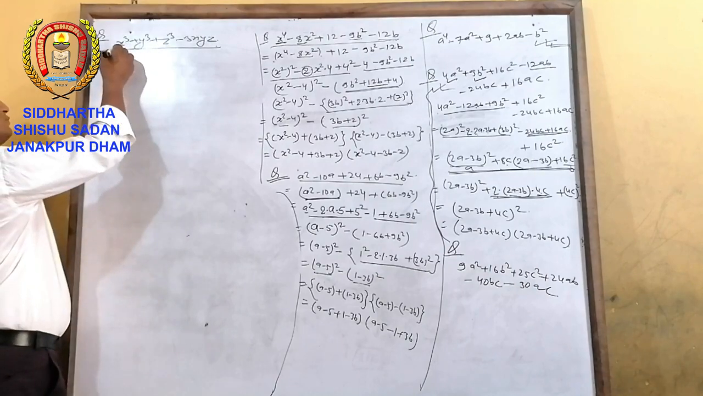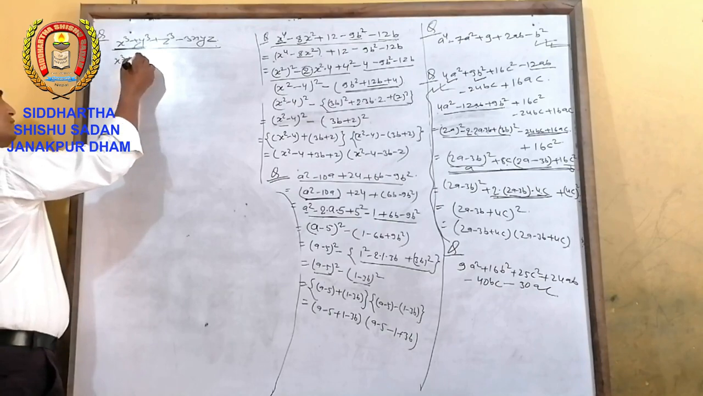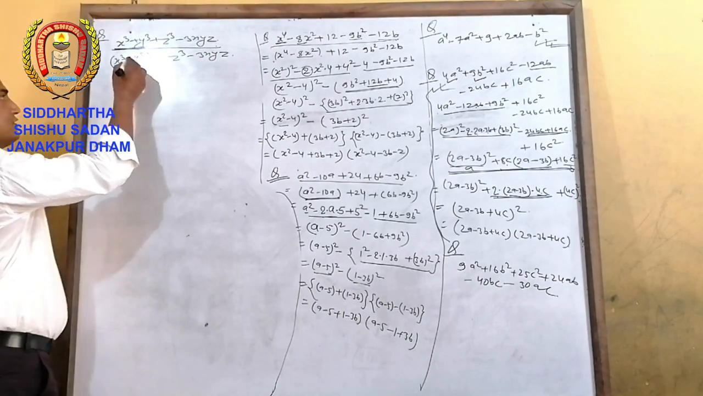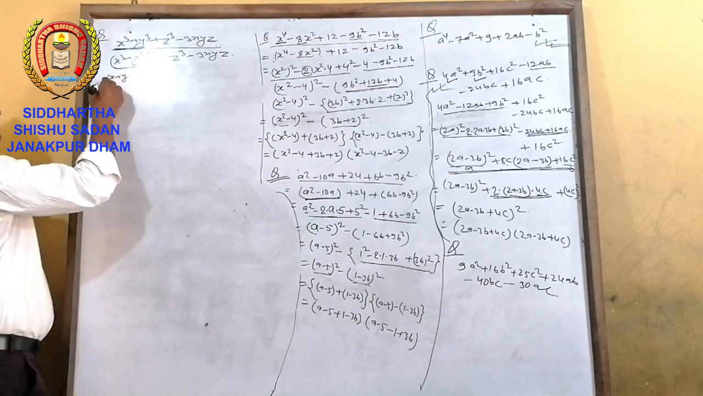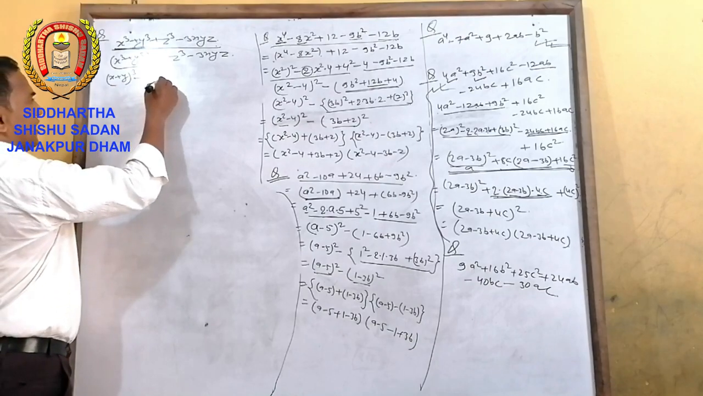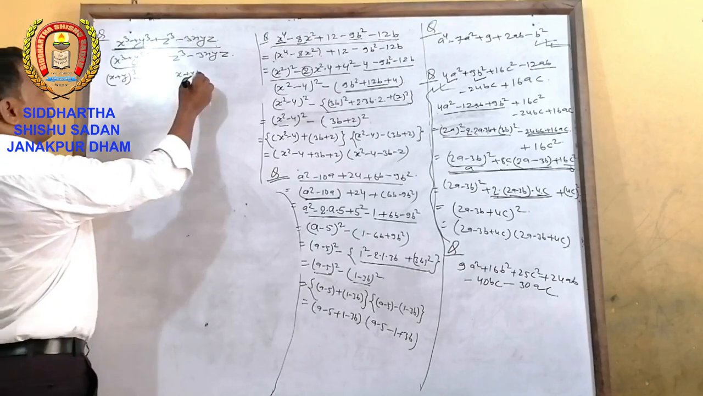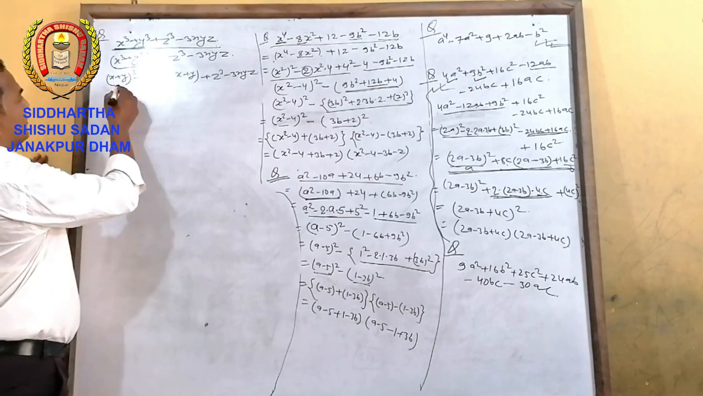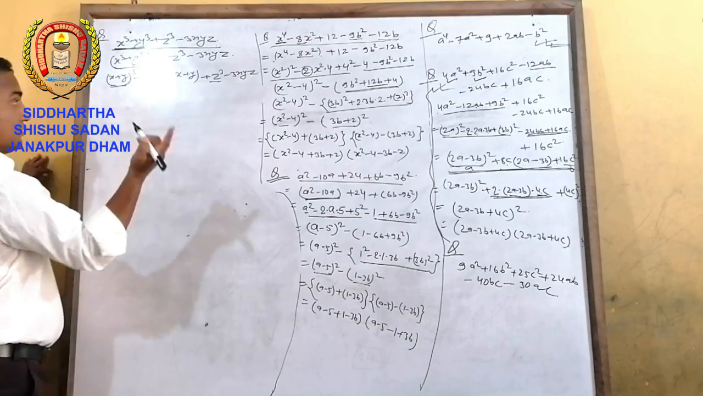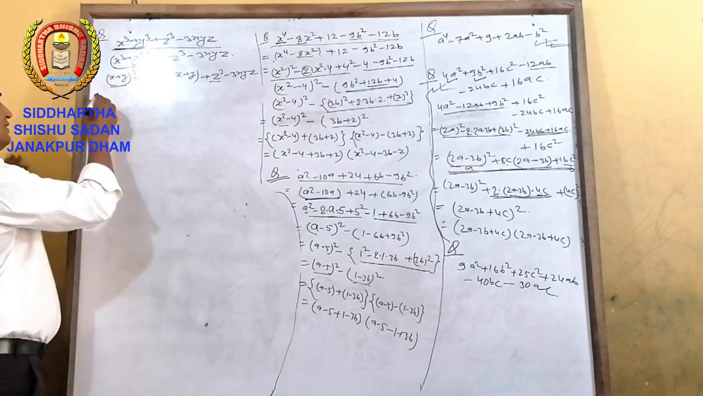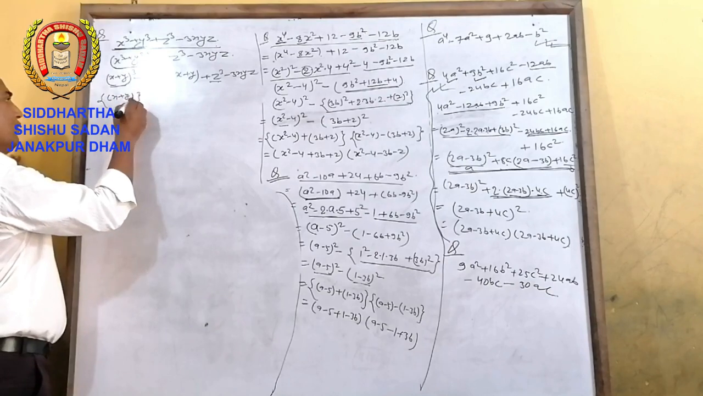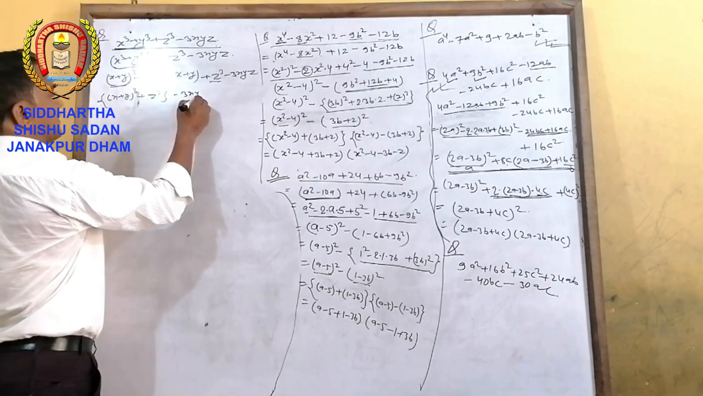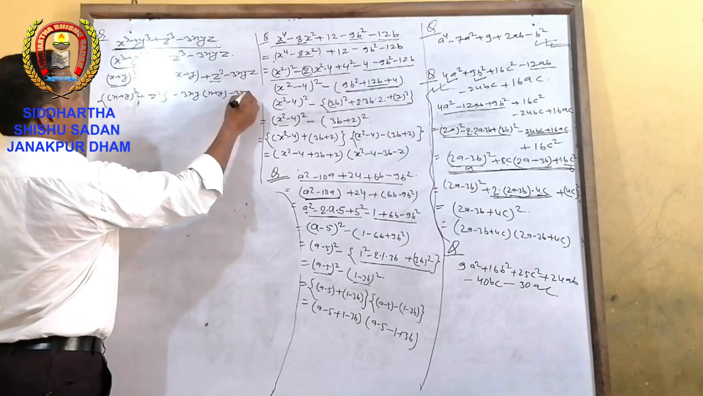Here, first of all, we have to write x cube plus y cube plus z cube minus 3xyz like this. And we have to write the formula for x cube plus y cube. What is the formula? x plus y whole cube minus 3xy into x plus y. Plus z cube minus 3xyz. Next, look here, x plus y whole cube and z cube, these two are in cubic form, a cube plus b cube. It means x plus y whole cube plus z cube. And next is minus 3xy into x plus y minus 3xyz.